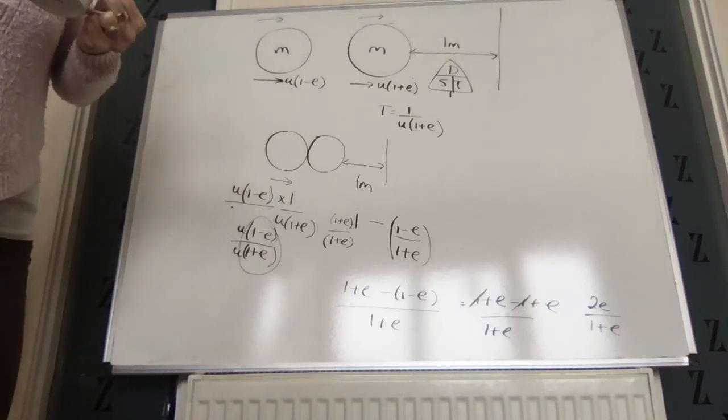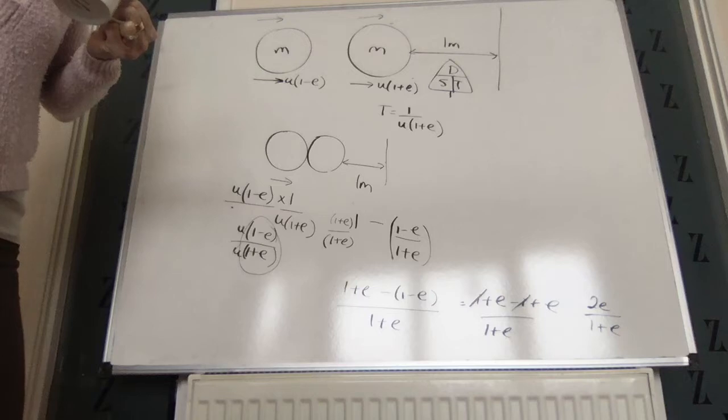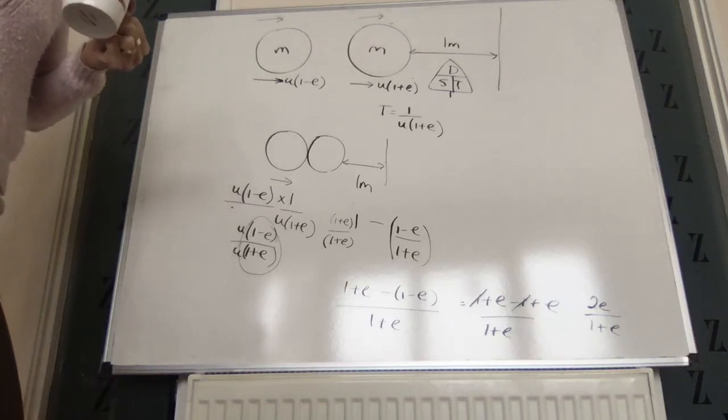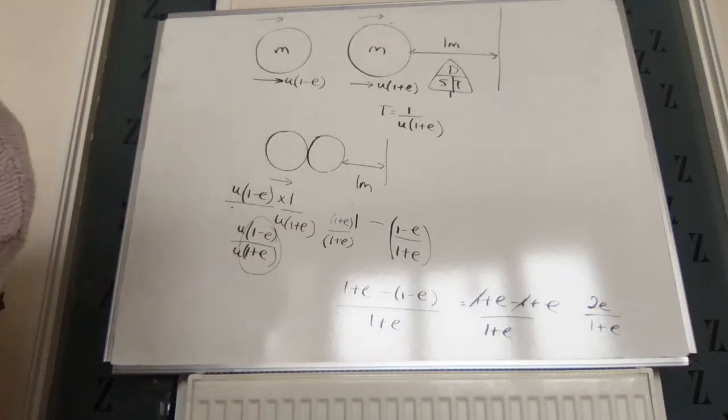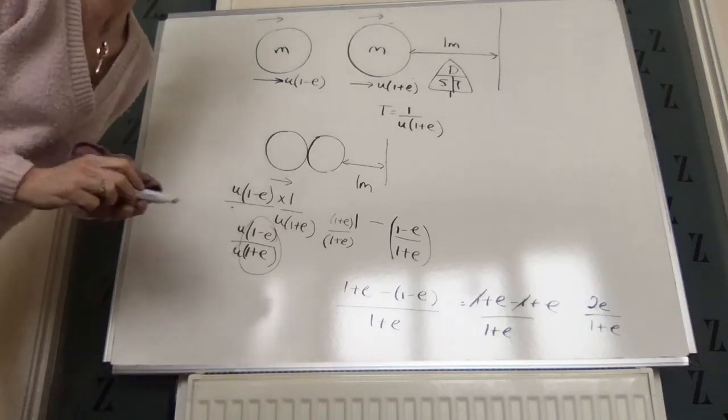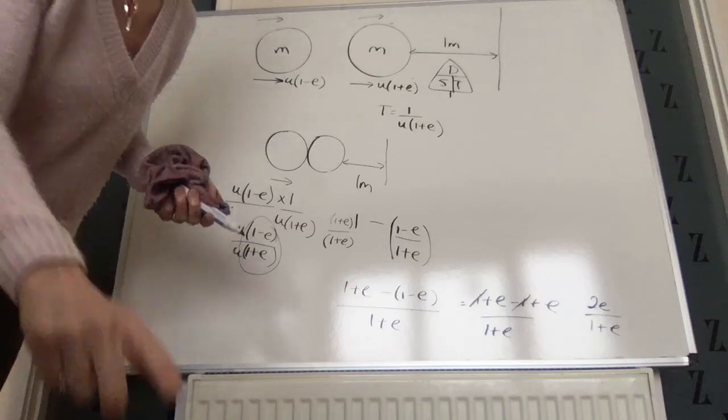The last bit: the next collision takes place at a distance 2e squared over 1 plus e squared from the wall. Okay. I'm not sure about time, so I think I'll pause this and I'll do the next bit on another video. It takes too long.